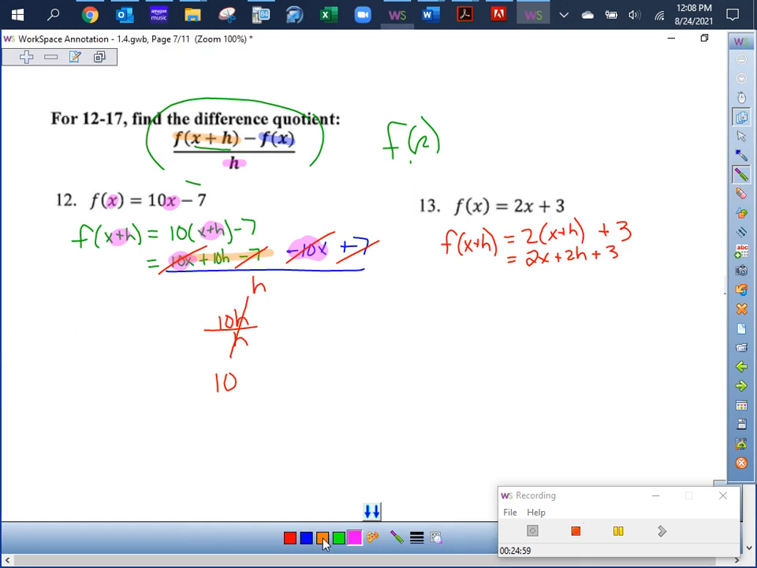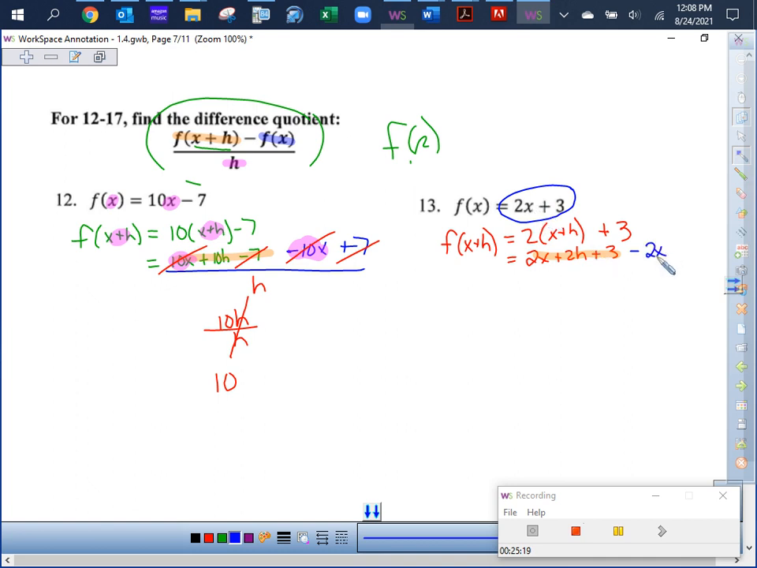Orange thing. Complete. I have it, right? I have f of x plus h, as weird as it is. Now I need to take away f of x, which means the original that they gave us right here, we change everybody's signs. So the 2x should be a minus 2x. The plus 3 should be a minus 3. And that takes care of this part. The blue thing, don't forget, it's all over h.